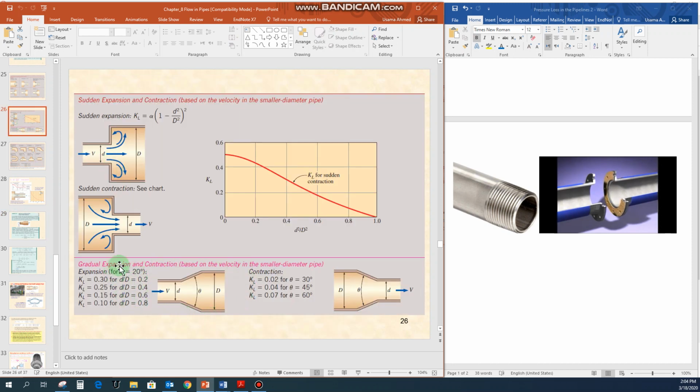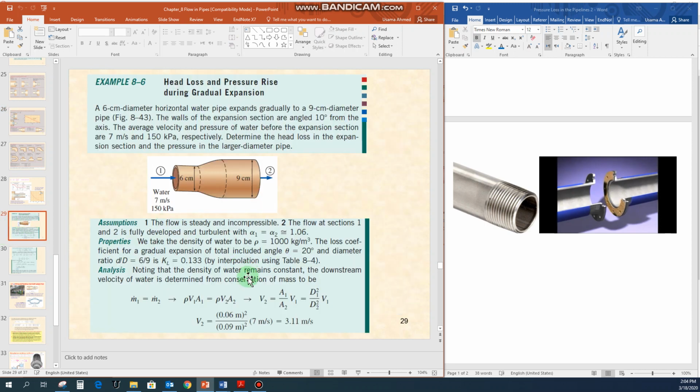In the example we are dealing with an angle of 10 degrees, but this equation is for 20 degrees. So for now we can use the same data that we are provided for the angle 20. You will see the ratio of small d by capital D, and then you can get the value for the KL. For this example, the value for the KL that is found here comes out to be 0.133, which we have used in the problem here.